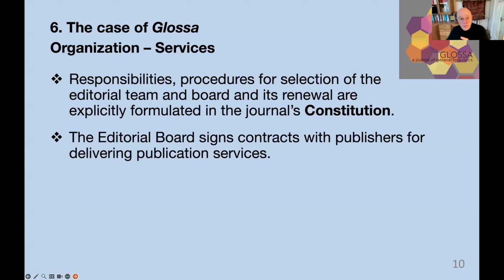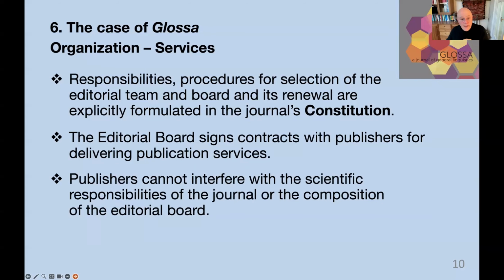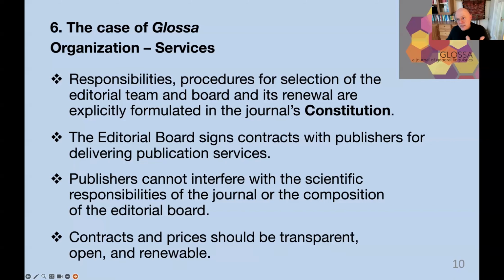The editorial board signs a contract with the publisher. In our case, that's Open Library of Humanities. And the publisher cannot interfere with the scientific responsibilities of the journal, the composition of the editorial board. So basically what we say is the publisher can provide us with services: copy editing, typesetting, the submission system. Open Library of Humanities is a charity and does this for us. We are part of them. They are our publisher. But still, it is a kind of a contract between the Open Library of Humanities and the journal. And in this case, of course, contracts and prices should be transparent, open, and renewable.